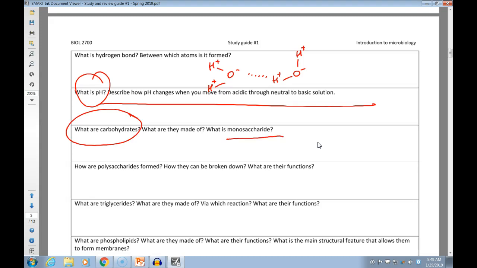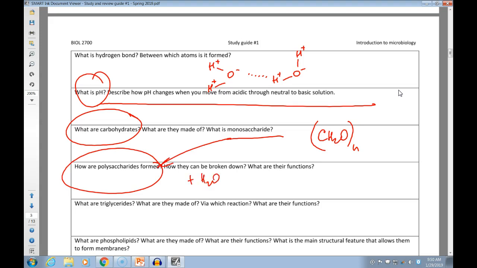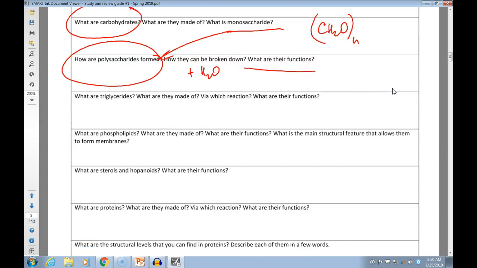Carbohydrates made of monosaccharides. The general formula, CH2O n. So like glucose, n is going to be 6, for instance. You don't need to know the general formula. Know that there are carbon, hydrogen, and oxygen. Polysaccharides are formed from individual monosaccharides. Can be broken down by addition of water. Synthesis is reaction of dehydration. Functions, mainly energy, some structural.